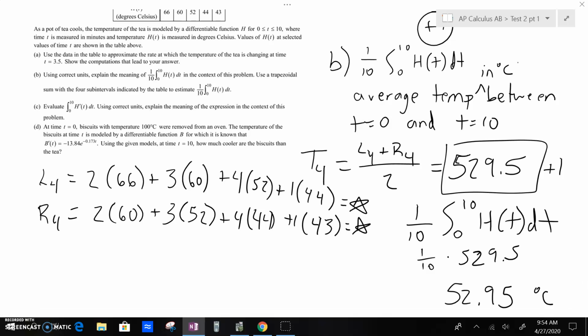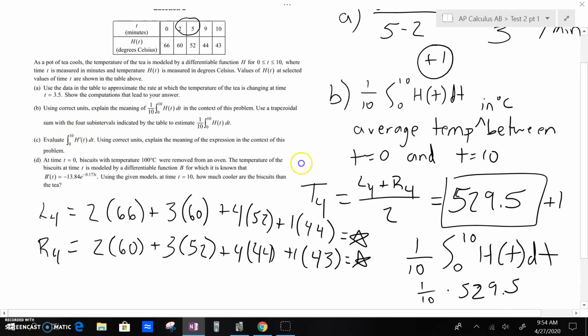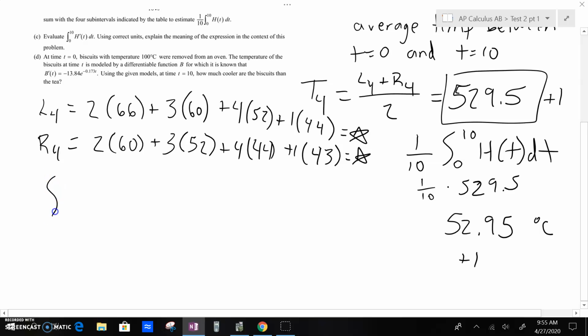Letter C, evaluate the integral from 0 to 10 of h prime of t dt. Using correct units, explain the meaning of this expression. So let's see, we need to do 0 to 10 of h prime of t. Well, I'm not given anything for h prime of t.